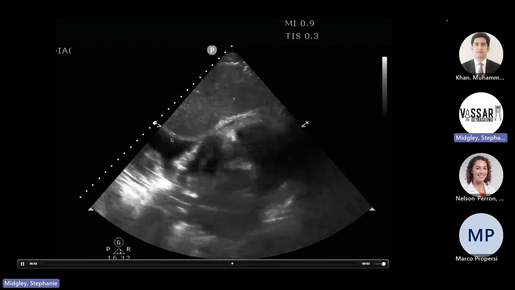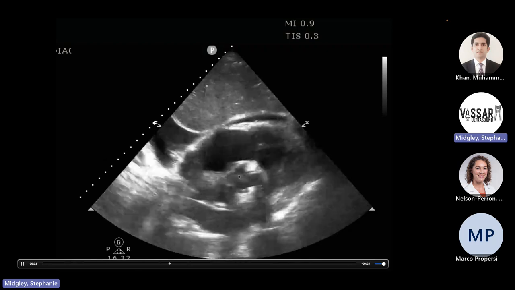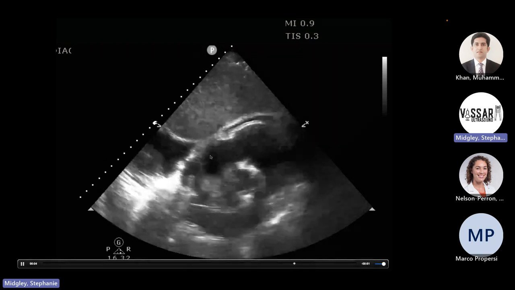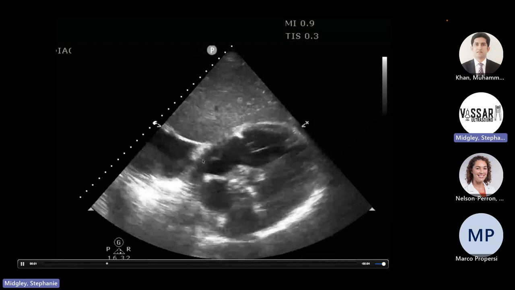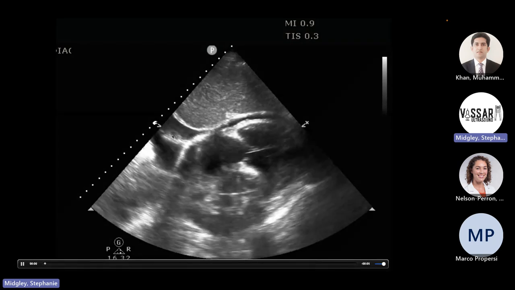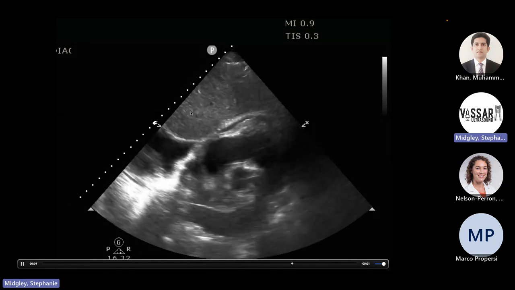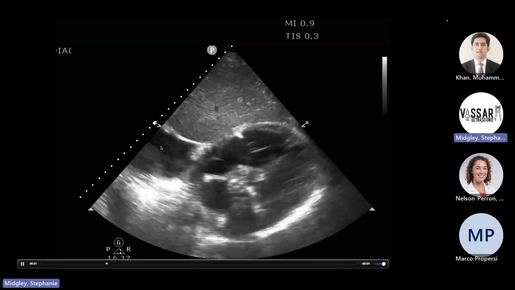So we're in a subxiphoid view. Here's my right ventricle. There's my left ventricle. This is actually my aorta right here. There's my right atrium. You can see a little bit of free fluid right there. So then my pericardium. And then this is a right pleural effusion. So you can tell it's right because we're looking at the liver. We're on the right side of the body.